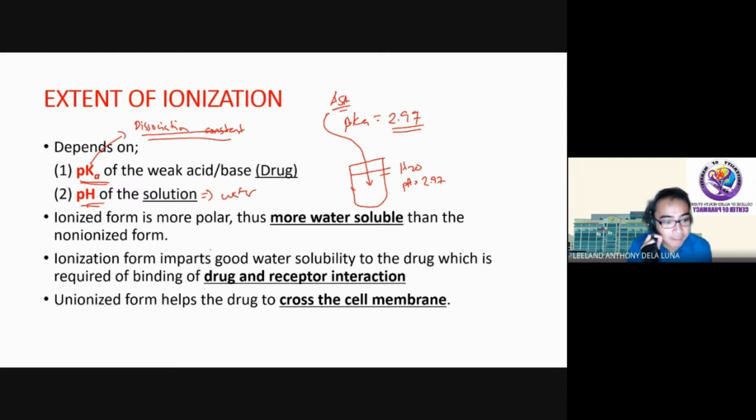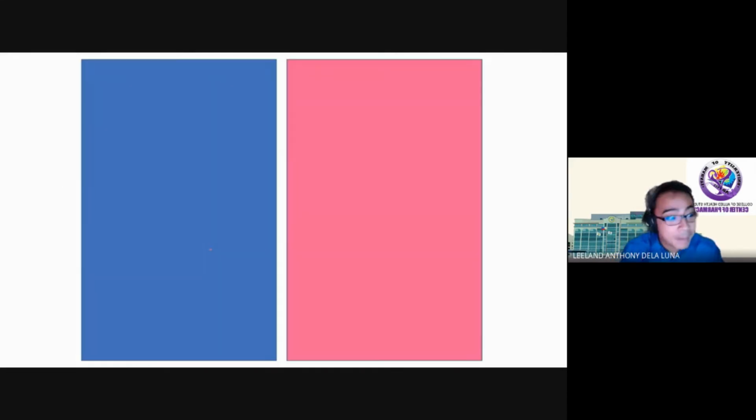Now, if my acid, if exposed in a certain solvent under certain pH, becomes unionized, then it becomes more lipid soluble and hence can easily cross the cell membrane. Okay? Let me give you an example para mas maintindihan natin. Let's say, class, the blue part here is the intestines. Alam niyo naman, di ba, ang intestines natin is basic by nature, right? The environment of the intestines is basic.